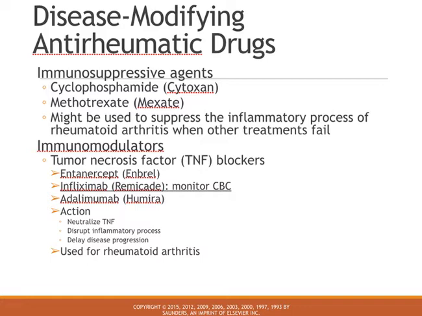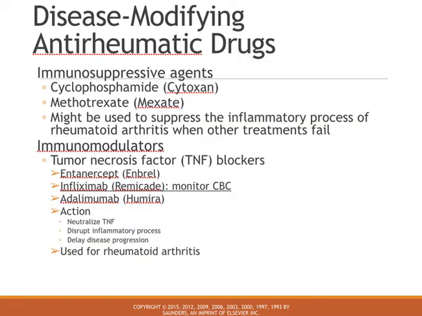There are also something called immunomodulators. Those are your more expensive, newer drugs like Remicade, Humira. With Remicade, we want to be sure to monitor the complete blood cell count. Basically, they disrupt the inflammatory process using tumor necrosis factor. So, a very advanced technology was developed when we use these medications. And these are commonly used for rheumatoid arthritis.